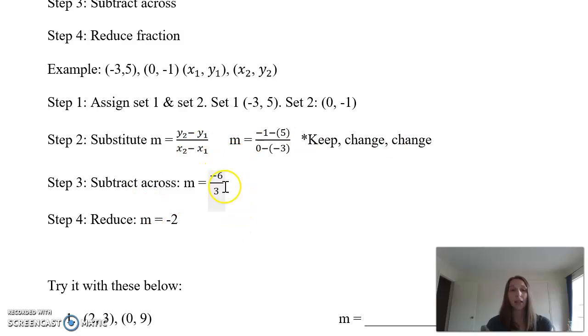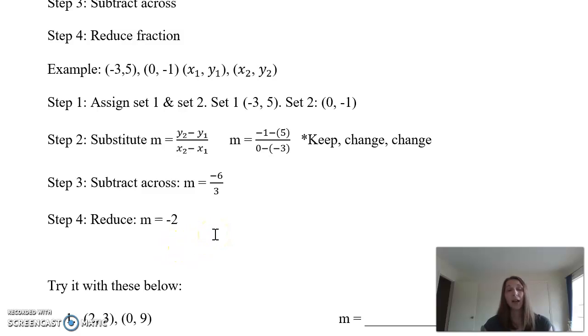So that is where we get -6. Then subtract the bottom. 0 minus 3. Keep the first 0, plus, we're going to change that subtraction to plus, change that integer to positive. So we have 0 plus 3. That leaves us with 3. So our answer here is negative 6 over 3, but we need to reduce according to step 4.